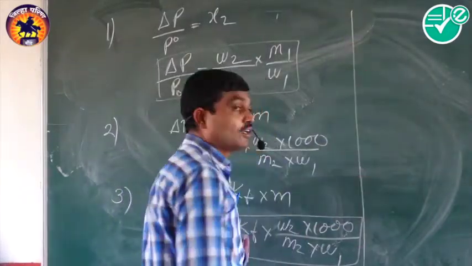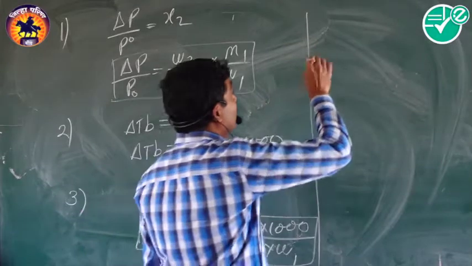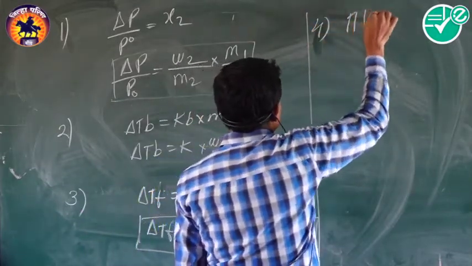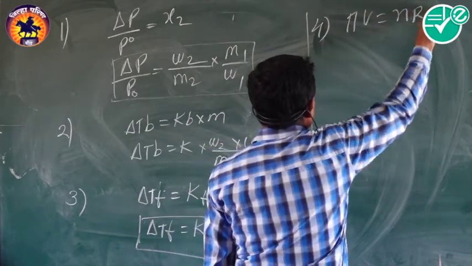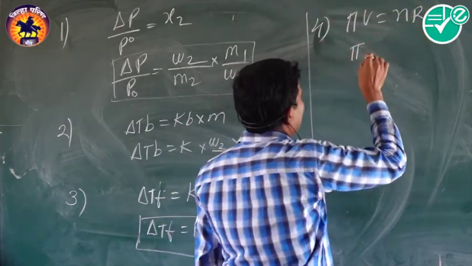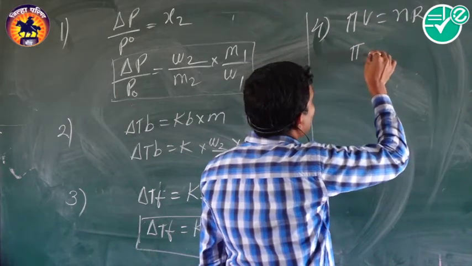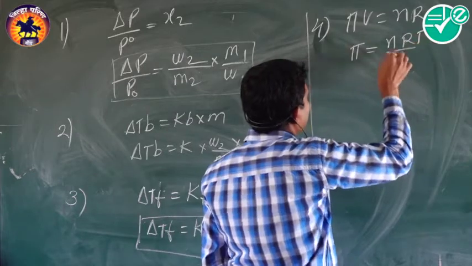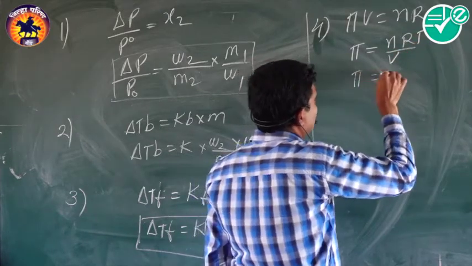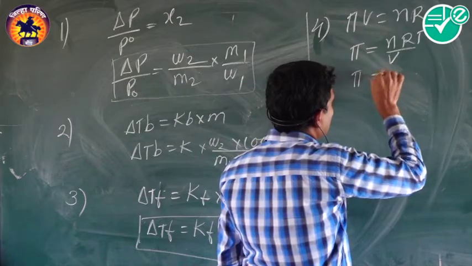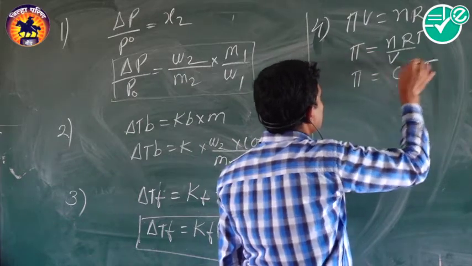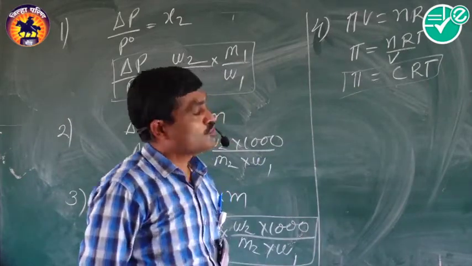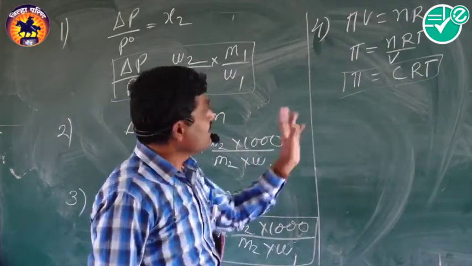And the fourth colligative property, the equation to be used for it is pi V equal to nRT, or pi is equal to nRT divided by V, or pi is equal to n upon V, which is the concentration, CRT. So in this way, this is the equation which is to be used to solve the numericals. You must remember this equation.